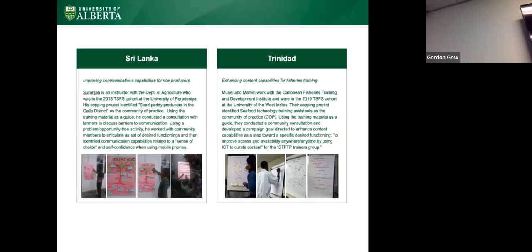This is from Trinidad. This is Muriel and Marvin. They attended our project in 2019, our cohort 2019, and they were working with trainers in the fisheries area, and they were developing a campaign that eventually led to them identifying some video streaming software that they could use to enhance the training function for the STFP training group in the fisheries.